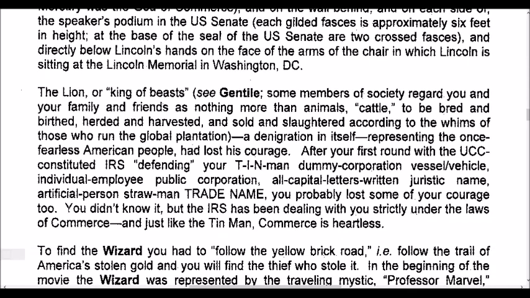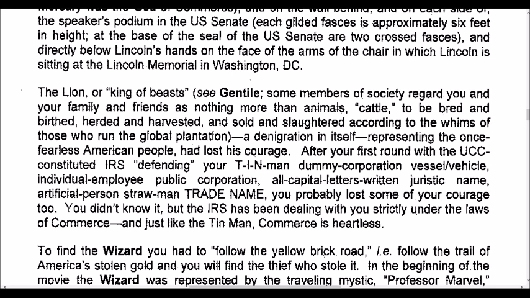The lion, or king of beasts, moving along. See, Gentiles, some members of society regard you, your family and friends as nothing more than animals, cattle, to be bred and birthed, herded and harvested and sold and slaughtered according to the whims of those who run the global plantation. The lion, representing the once fearless American people, had lost its courage.